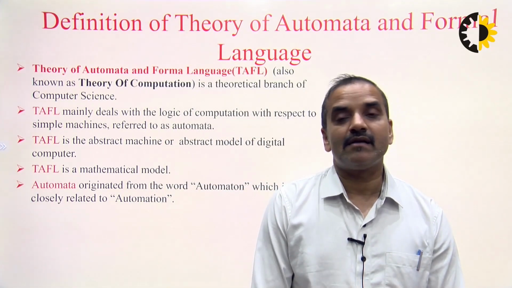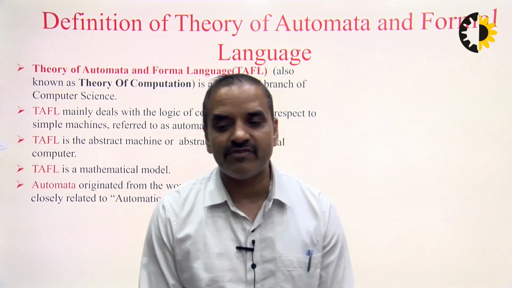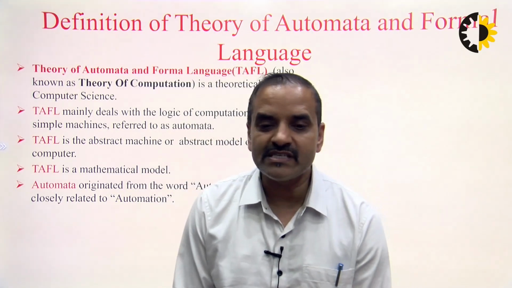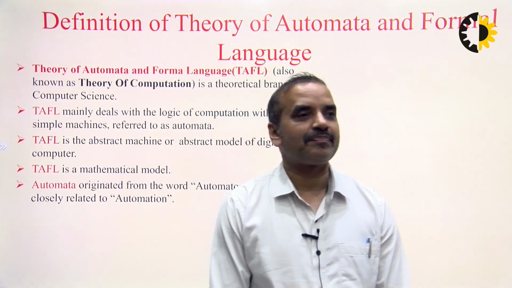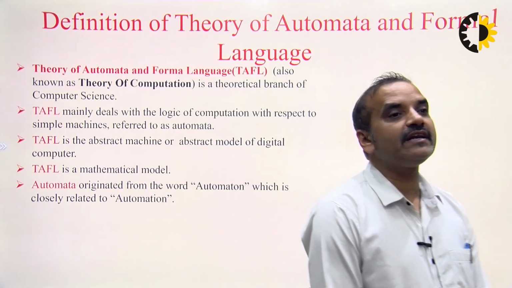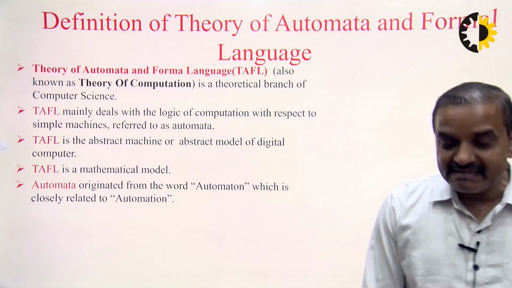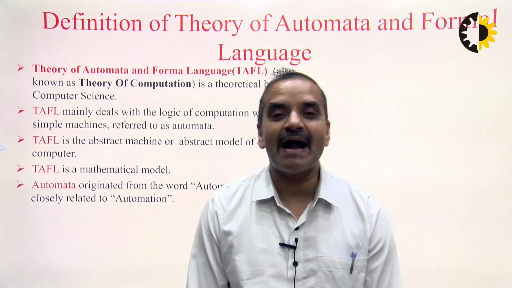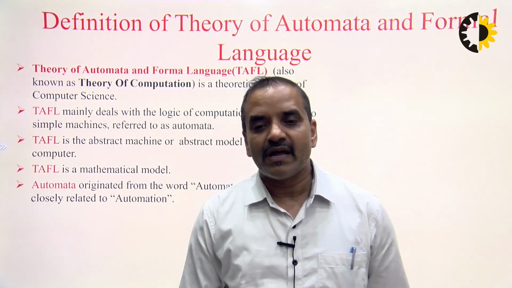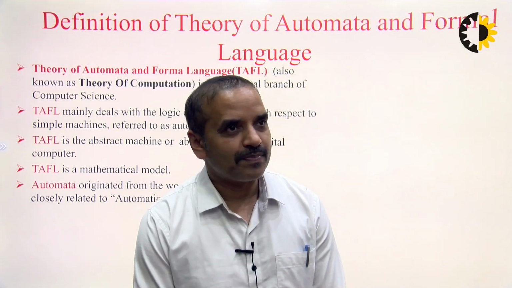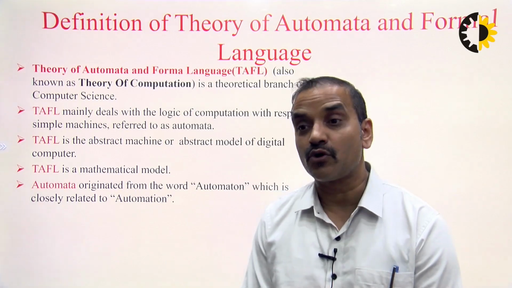TAFL is a mathematical model. It is a mathematical model in which we have a set of inputs and we produce a set of outputs through which we process the given data. Automata originated from the word automation, which is closely related to automation. It is derived from the word automation, in which we give input and automatically the machine produces the desired output. This is the basic definition of automata.